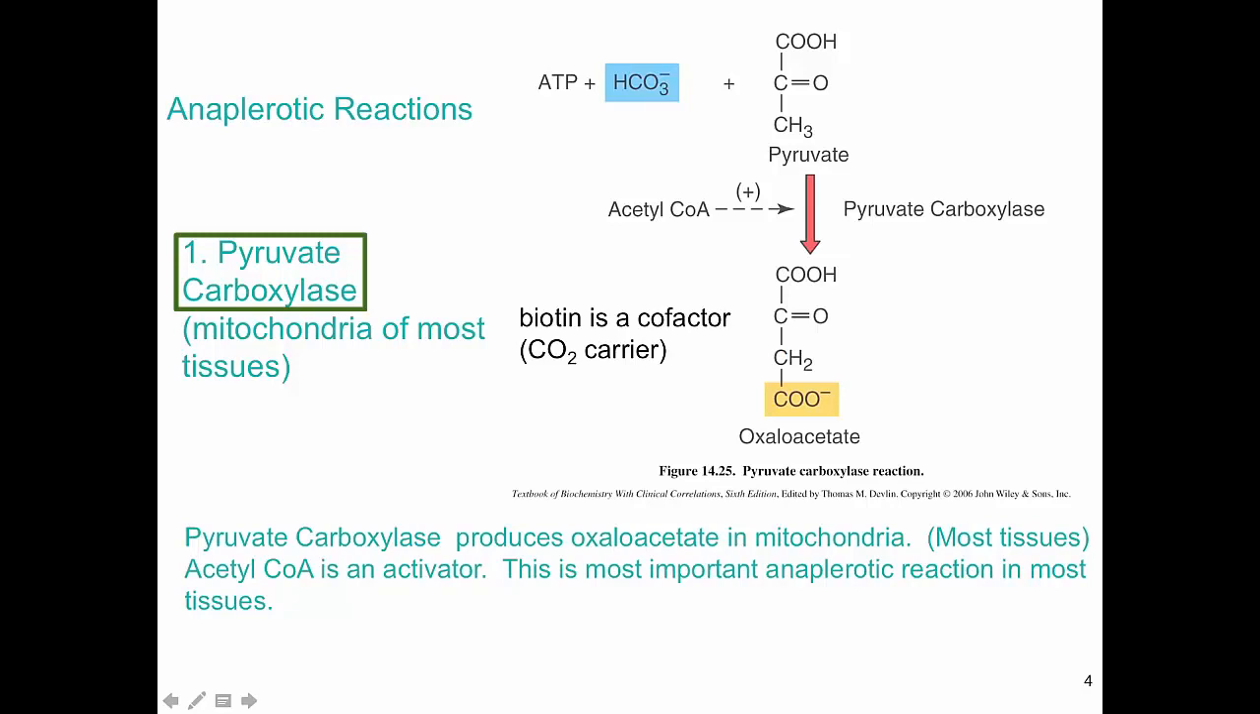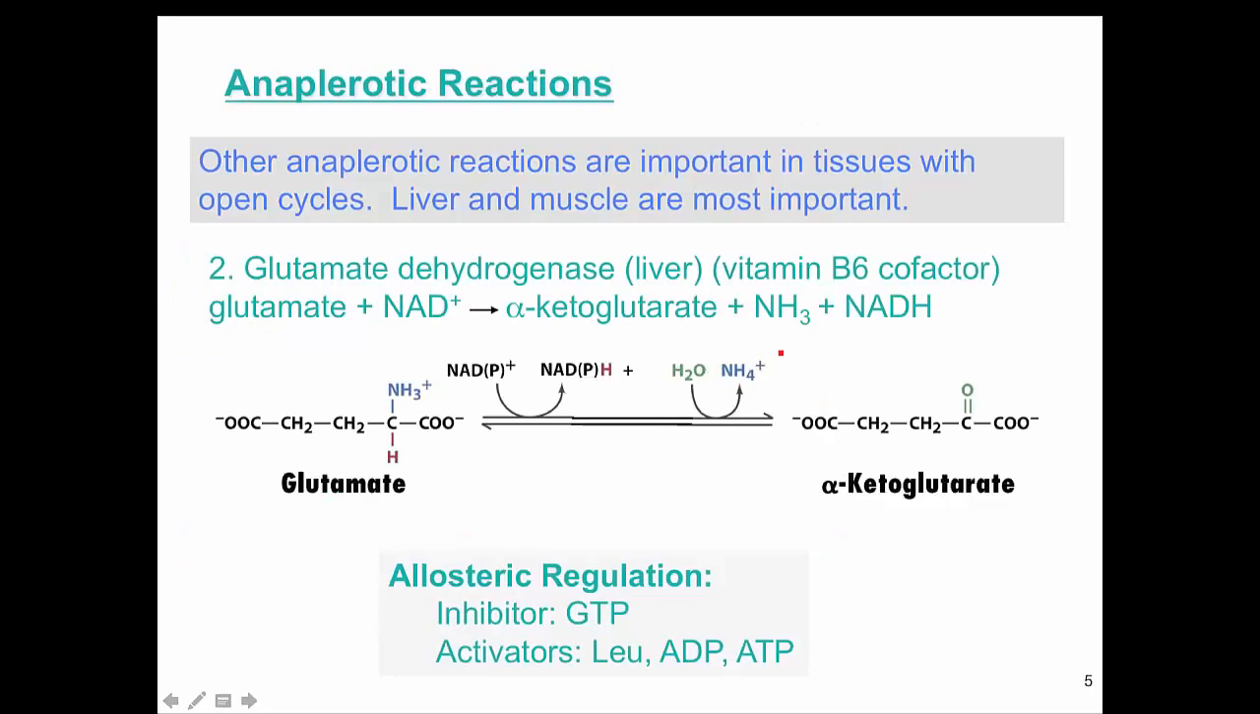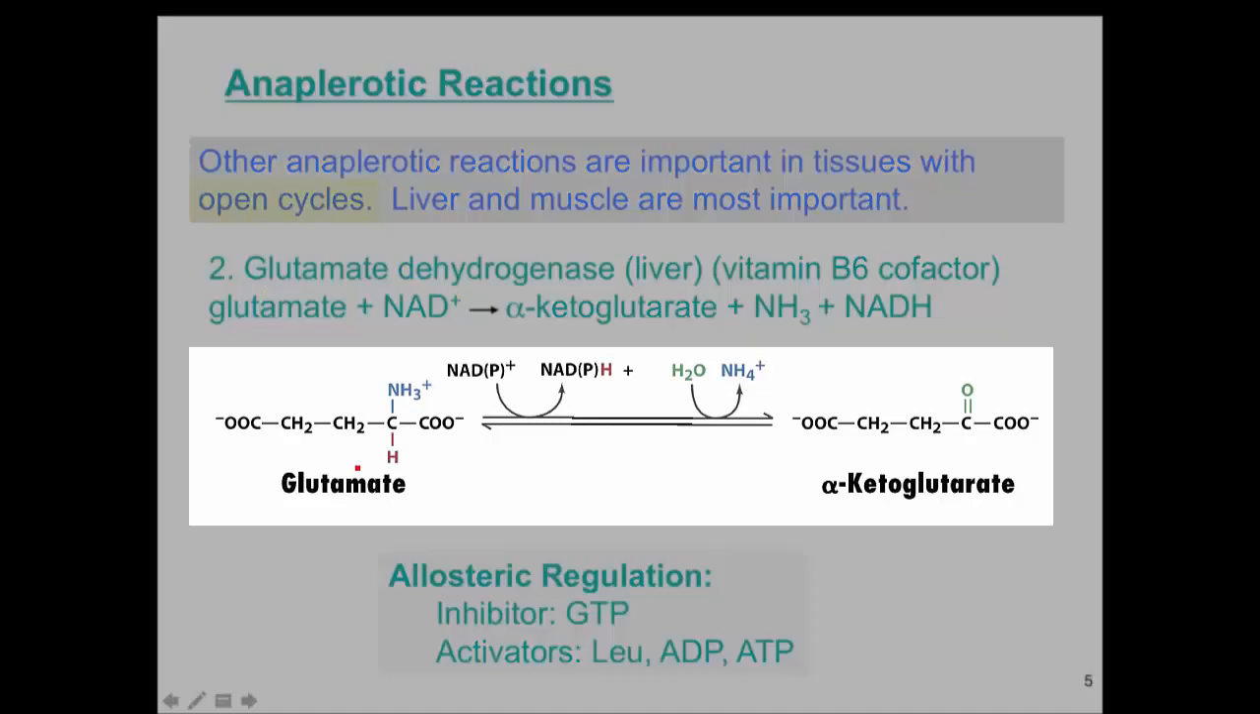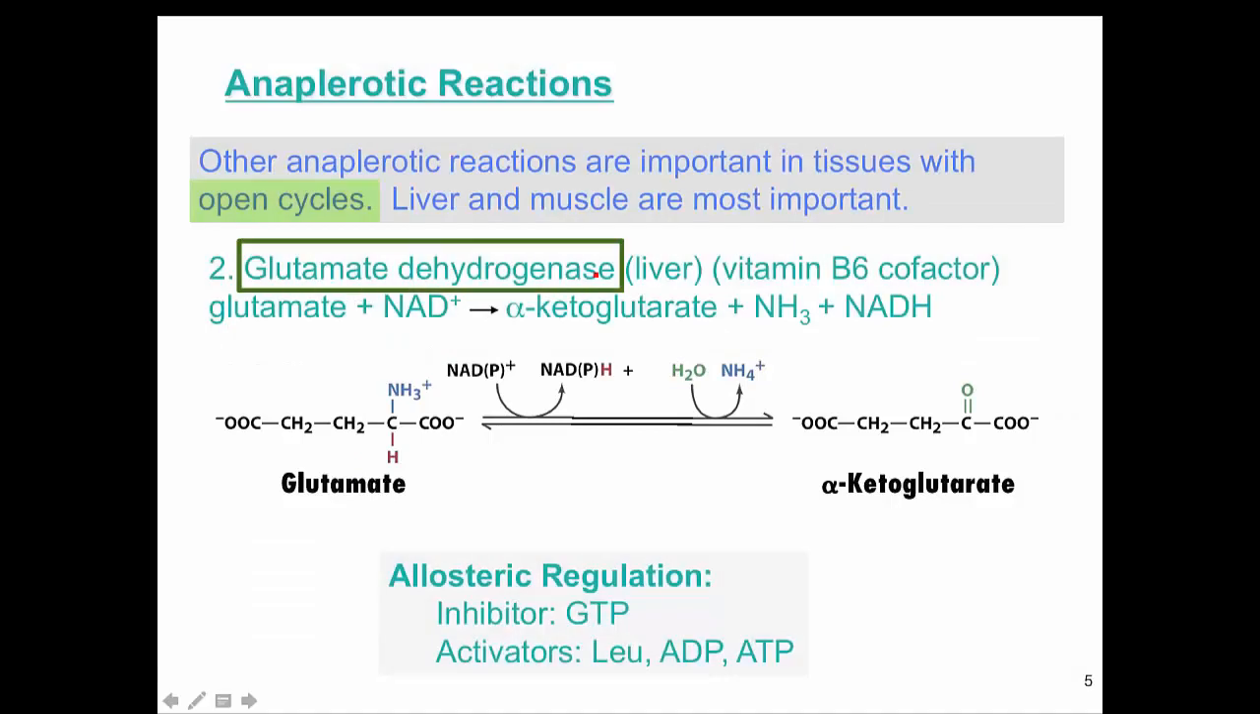The other anaplerotic reactions tend to occur only in tissues that have an open cycle. So we're going to talk about those now. The next ones involve anaplerosis from amino acids. The first of these makes alpha-ketoglutarate from the amino acid glutamate. The enzyme that does it is glutamate dehydrogenase.